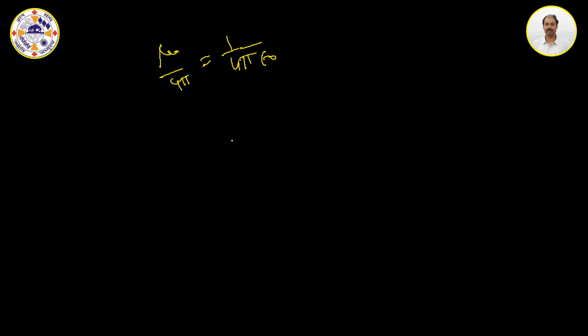Now you can ask me why the term mu 0 by 4 pi appears. It is a constant which is required to make an experimental law compatible with a set of units. The value of mu 0 by 4 pi is 10 to the power minus 7 Newton per ampere square. So from this expression I can easily derive the Biot-Savart law, which we are all familiar with.